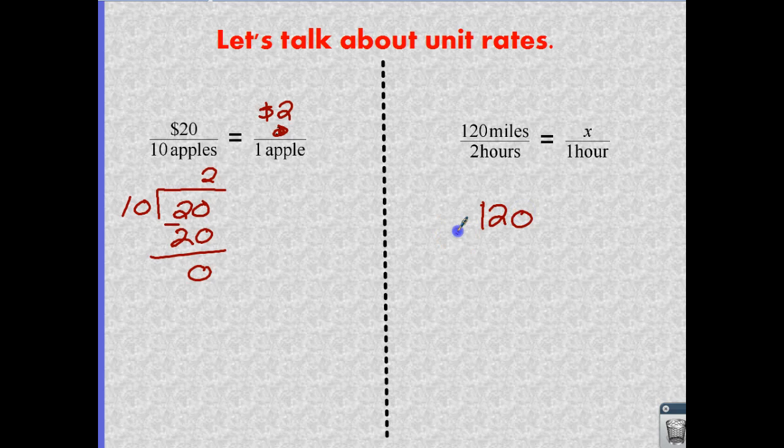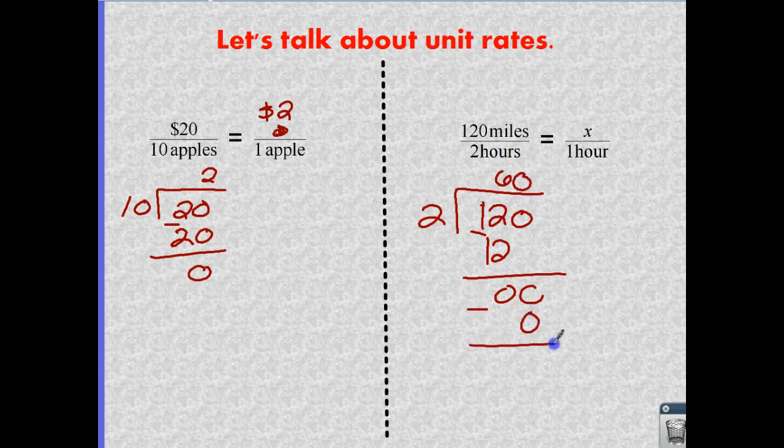So we take our numerator again and divide it by the denominator. 2 goes into 12, 6, and 2 goes into 0, 0 times, and we have 60 miles in 1 hour. So we're about halfway there.